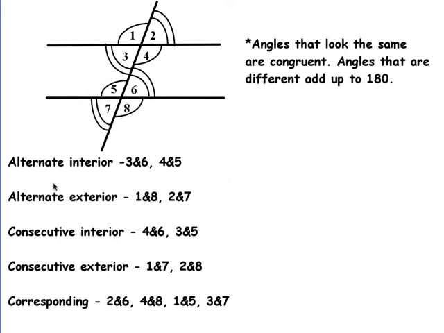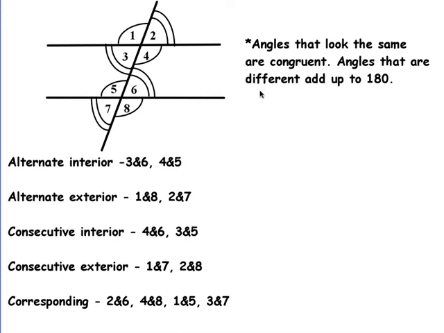We have alternate interior, that'd be like 3 and 6, 4 and 5. Alternate means on different sides of the transversal. Interior means inside the parallel lines. Alternate exterior, very similar, it's just going to be outside the parallel lines. So for example, 1 and 8, 2 and 7.